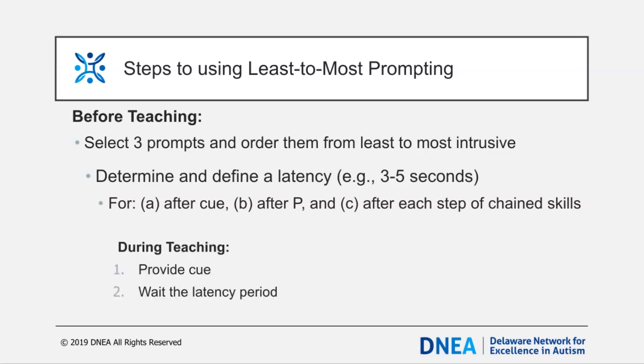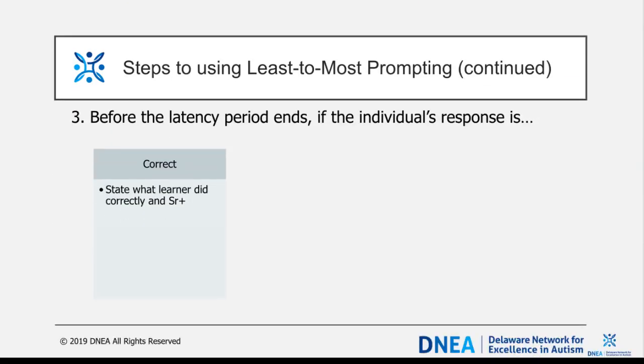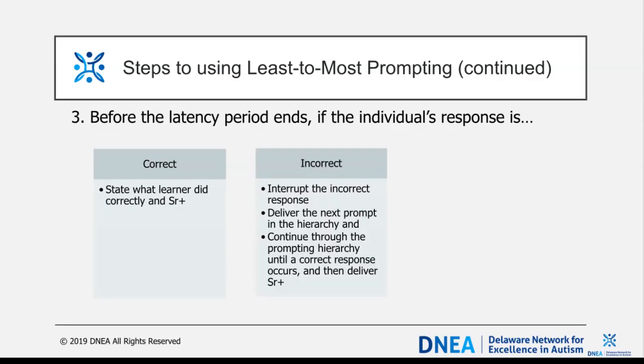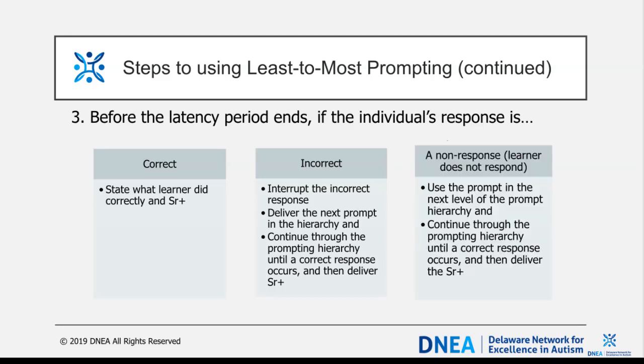When you begin teaching, you begin by delivering the cue and waiting your determined latency. If the individual responds correctly before the latency period ends, you will state what they did correctly and reinforce. If the response is incorrect, you will interrupt the incorrect response and deliver the first level of prompt in the prompting hierarchy. You will continue to deliver prompts in the hierarchy until you are able to obtain a correct response that you can praise and reinforce.